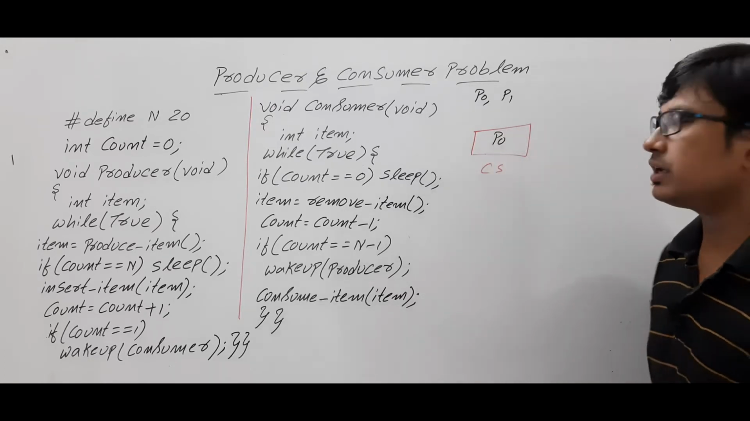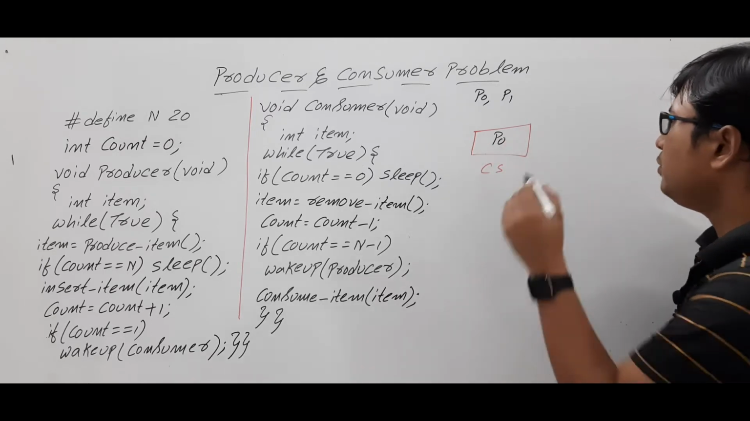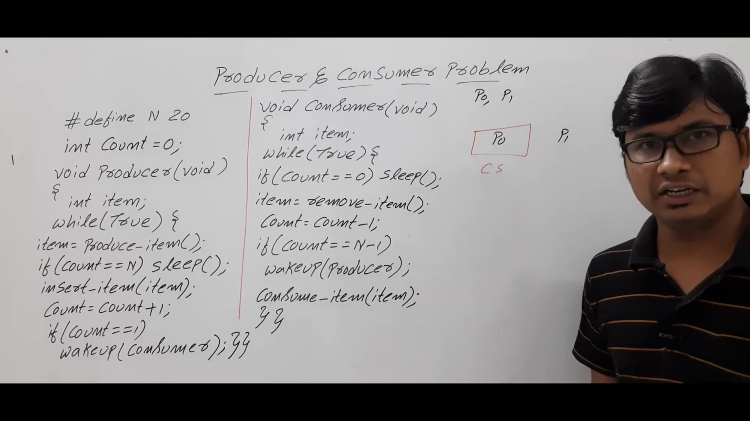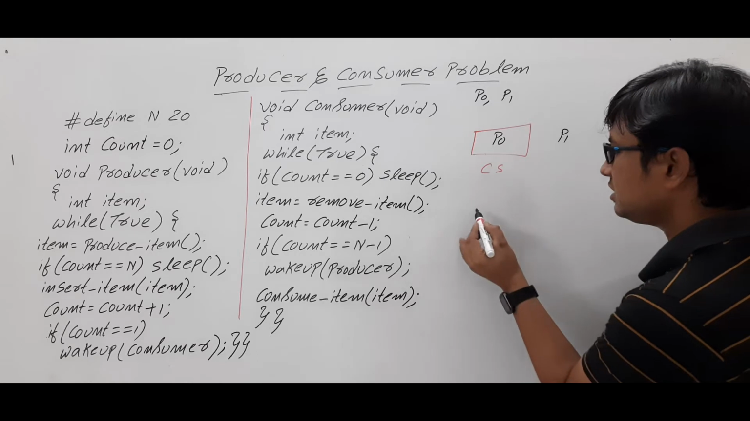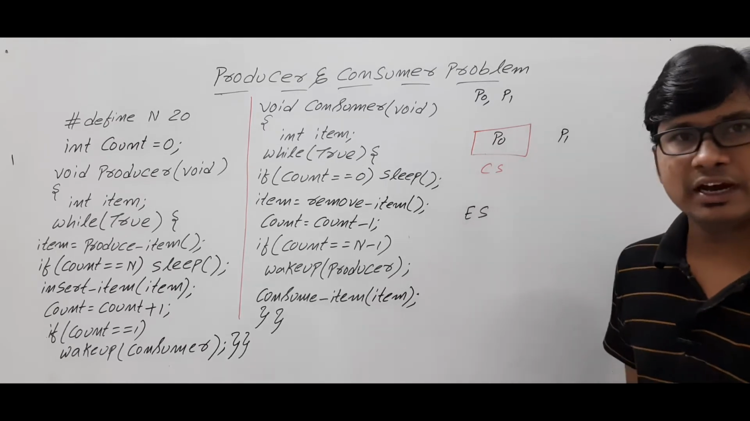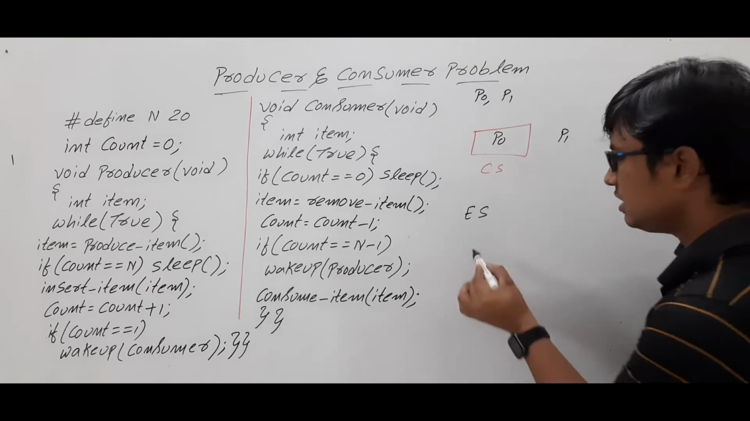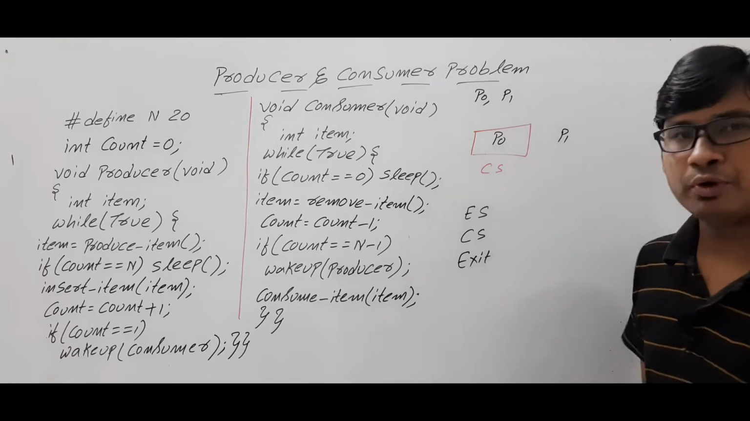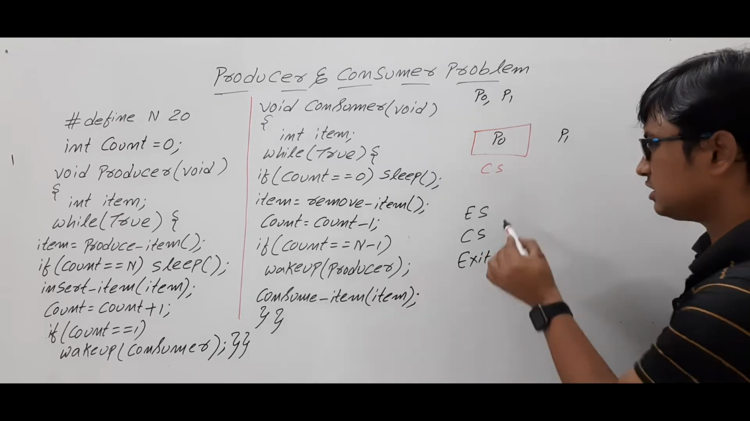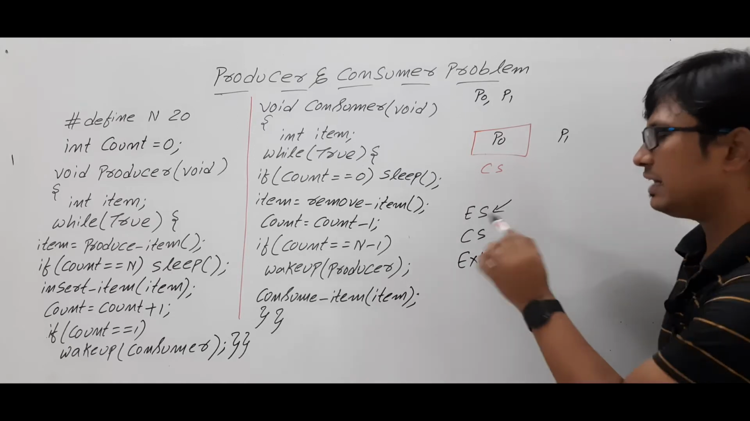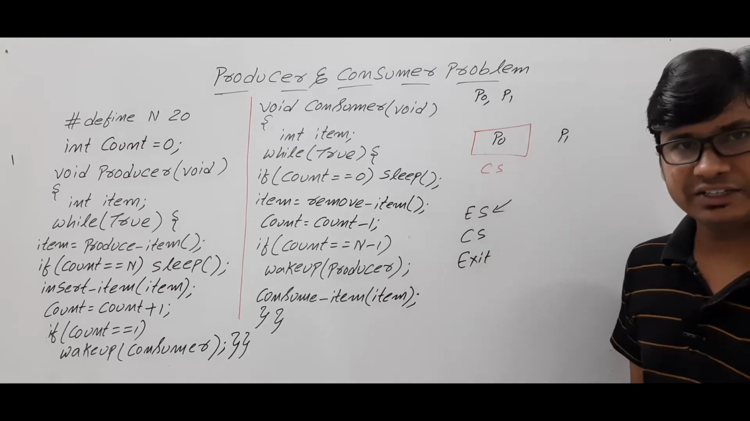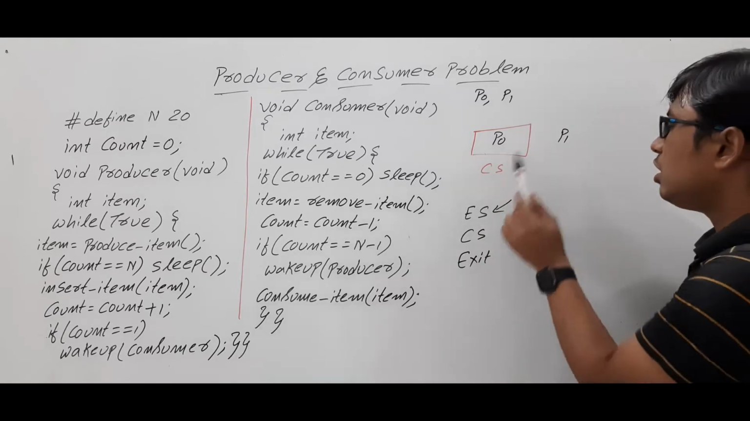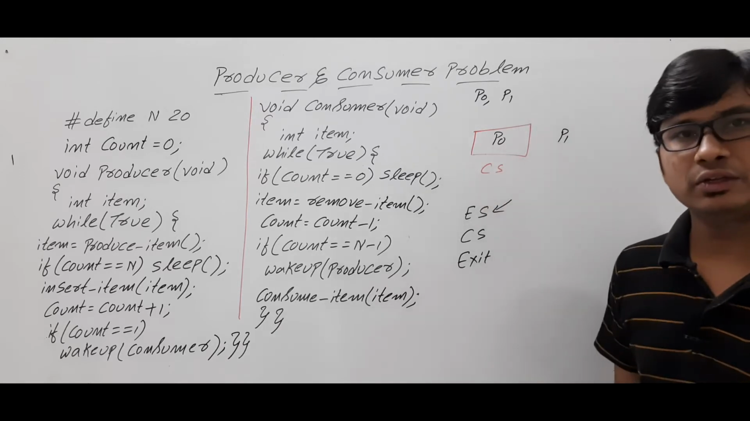Let's take that P0 entered into the critical section. Now P1 also wants to enter into the critical section. If P1 wants to enter, it will execute the entry section, because each synchronization mechanism will have the entry section, then critical section, then exit section. Is it clear? So if process P1 wants to enter into the critical section, first it needs to execute the entry section. When it executes the entry section, as process P0 is there in the critical section, it should not allow the process P1 to enter into the critical section.